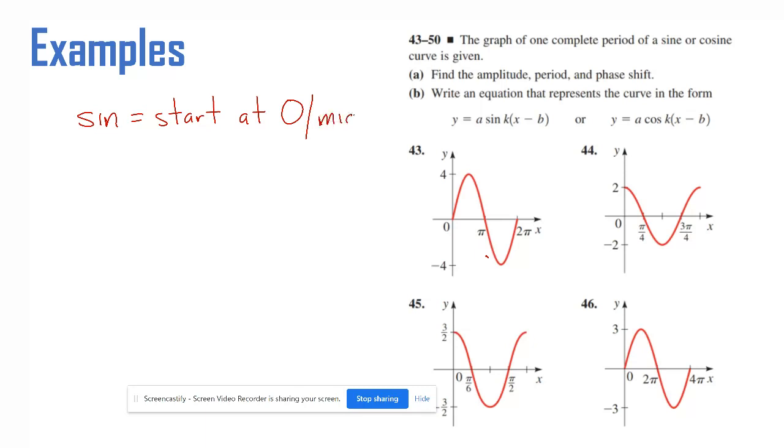Now, I say this with a caveat. For any sine function, you could come up with a cosine function that would look exactly the same. So you could take a cosine function, shift it, and it would match perfectly with the sine function. But for the sake of finding one equation and trying to find the most simple equation to match a graph, this is what I would look at. If it starts in the middle, so like 43 and 46 are what I'm talking about. They start in the middle. They start at 0, 0. So when you're in the middle of the graph, you're in the middle of the wave. Cosine is what you would use if you start at the top or the bottom.